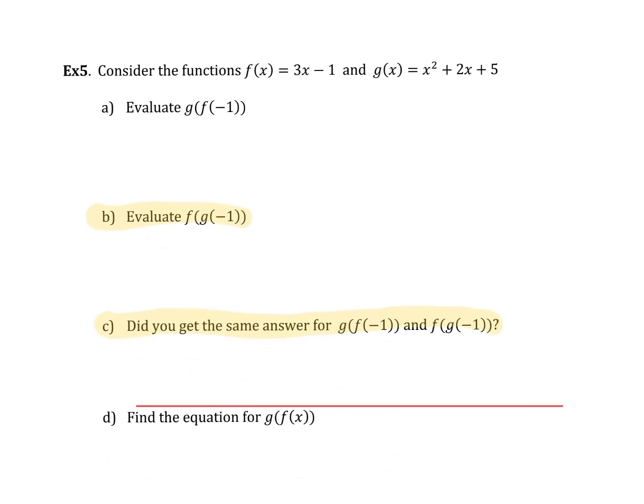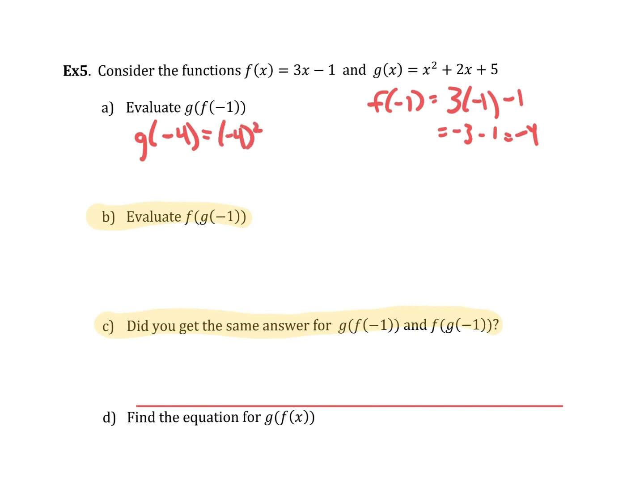Consider these two functions. Just do another one. g of f of negative 1 means we're going to find f of negative 1 first. f of negative 1 is 3 times negative 1 minus 1, which is negative 3 minus 1, which is negative 4. And so I need to find g of negative 4, which is just negative 4 squared plus 2 times negative 4 plus 5. Oh my gosh, 16 minus 8 plus 5, which is 13, if I did that right. And then we'll do the rest of them in class.